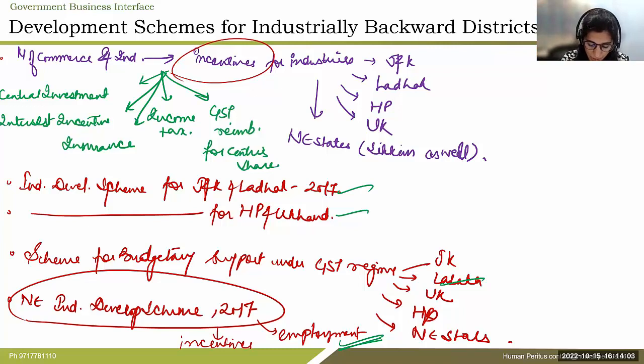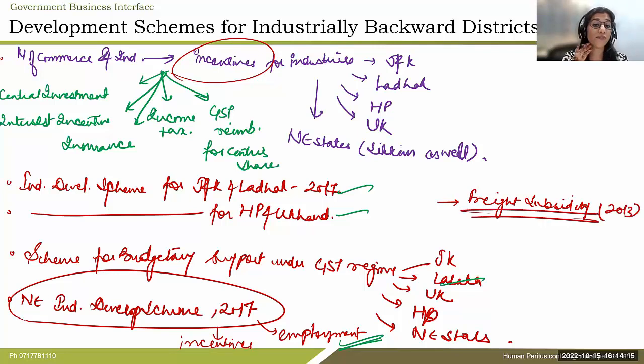One more scheme is there, which is the freight subsidy scheme. It was earlier called the transport subsidy scheme, but from 2013 onwards, it is being called the freight subsidy scheme. It provides freight subsidy to 8 states: northeastern states, Himachal Pradesh, Uttarakhand, Jammu Kashmir, Ladakh, Darjeeling of West Bengal, Andaman and Nicobar Islands, and Lakshadweep Islands. Their administration also gets these subsidies.